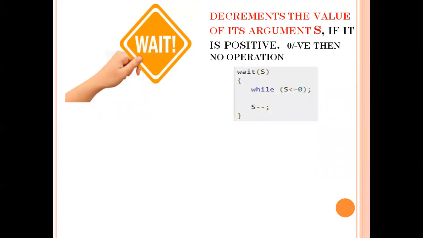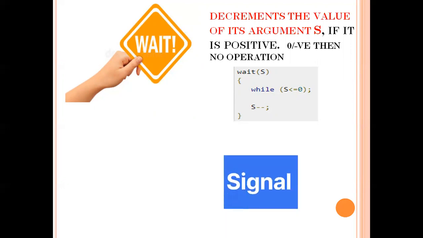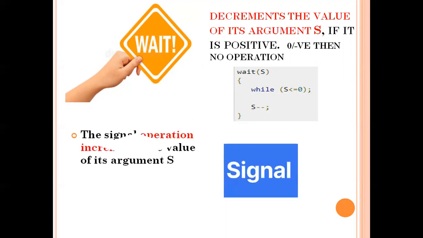Yes, here it is. It is a code block. We run the wait operation, give it the semaphore value as an argument, and while the semaphore is less than or equal to 0, it waits. Similarly, signal works just the opposite. That is, it increments the value of its argument s. Here we give it the argument s, the semaphore value, and it increments the value by 1.